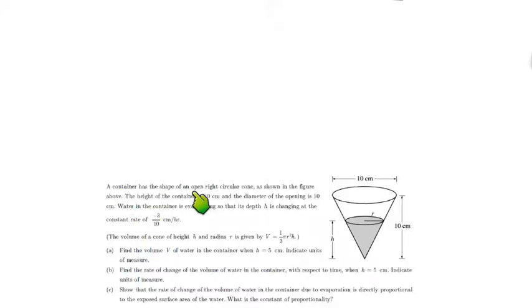So a container has the shape of an upright, open, right circular cone. As shown in the figure, there it is, actually it's to the right. The height of the container is 10, I can see that in the picture, 10 centimeters, and the diameter of the opening is 10, I can see that in the picture, centimeters. Water in the container is evaporating, so that its depth h is changing at a constant rate of -3/10.